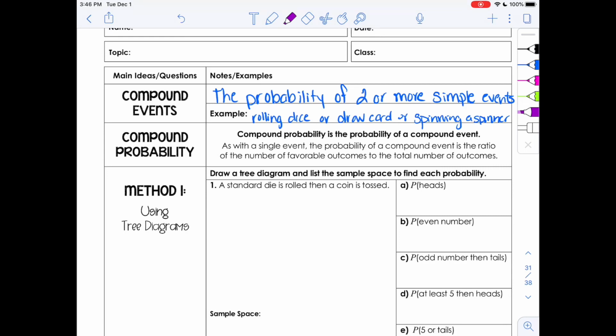As a single event, the probability of a compound event is the ratio of the number of favorable outcomes to the total number of outcomes. So we're still referring to ratios. So you still want to be writing this as a ratio. So let's look at one way when you have a tree diagram.